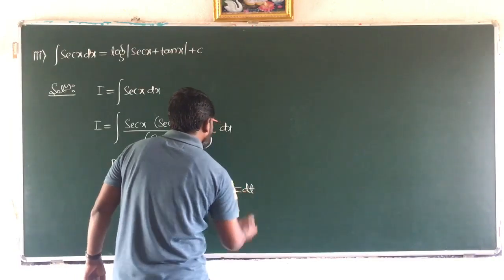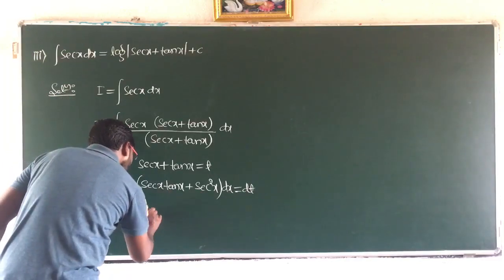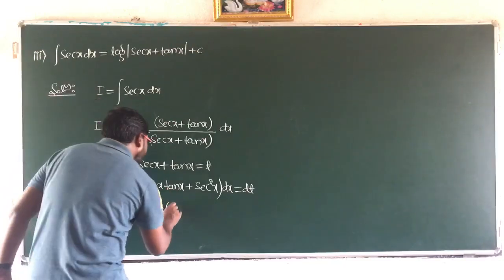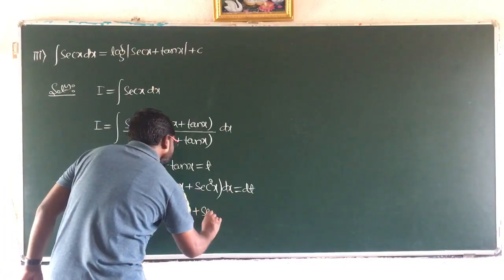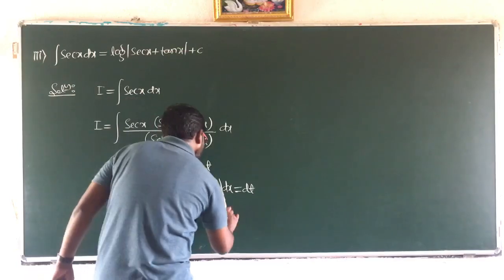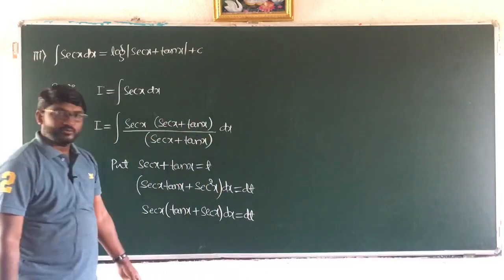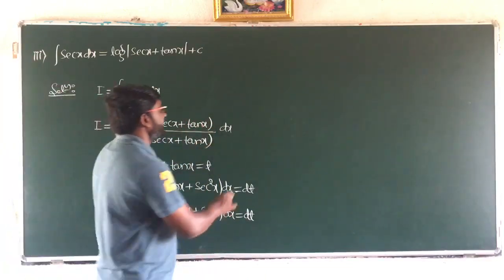Now I take secant x common in these two terms. Take out secant x. Inside we are left with tan x plus secant x, dx, which is equal to dt. So this is nothing but the numerator now. So I rewrite the integral.